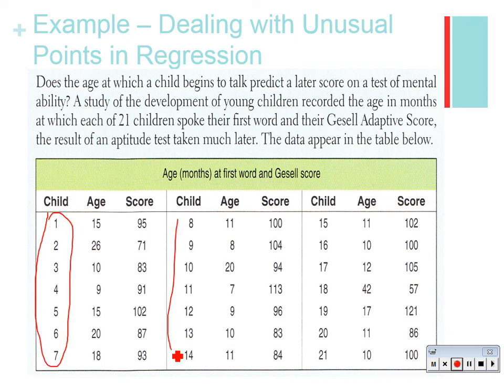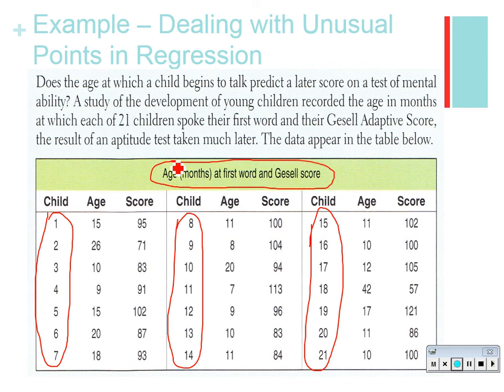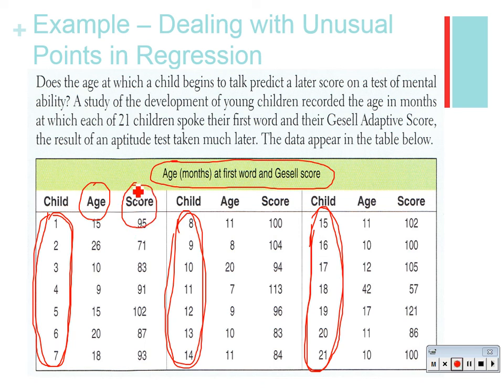They have the children numbered 1 through 21. Just keep in mind that when you're collecting data for something like this, it's always a good idea to keep the subjects in the data anonymous. The reason that we number them is so that we don't know who the children are that are in the study. So what they give you first is the age at which the child speaks their first word, and then what their score was on this adaptive score test that's done much later.